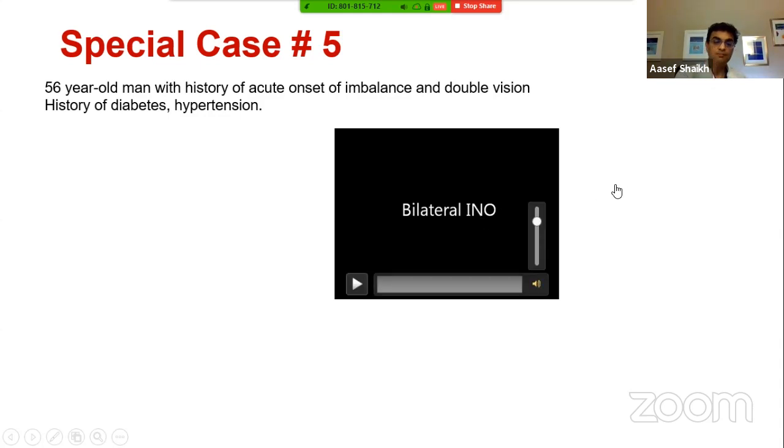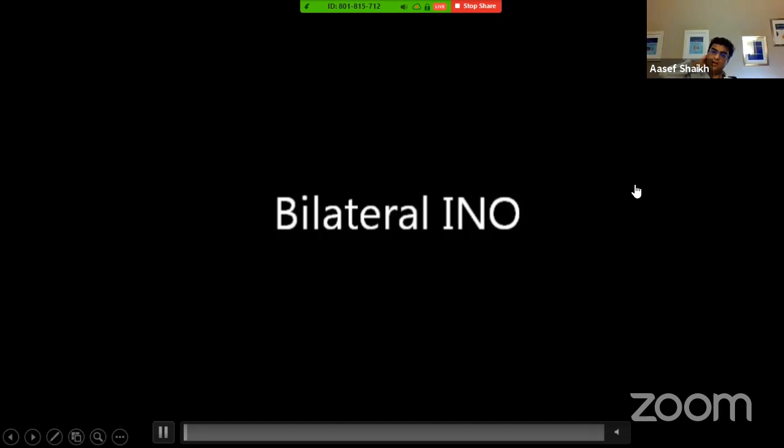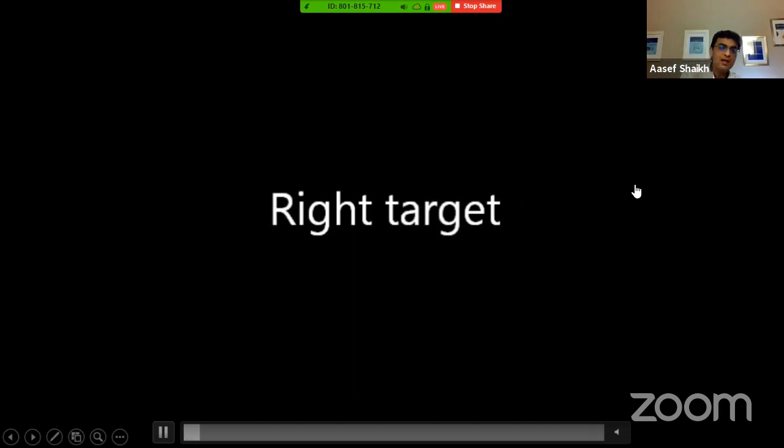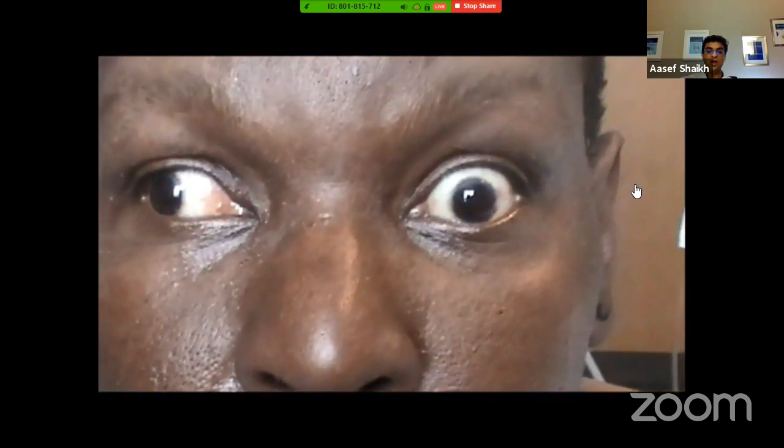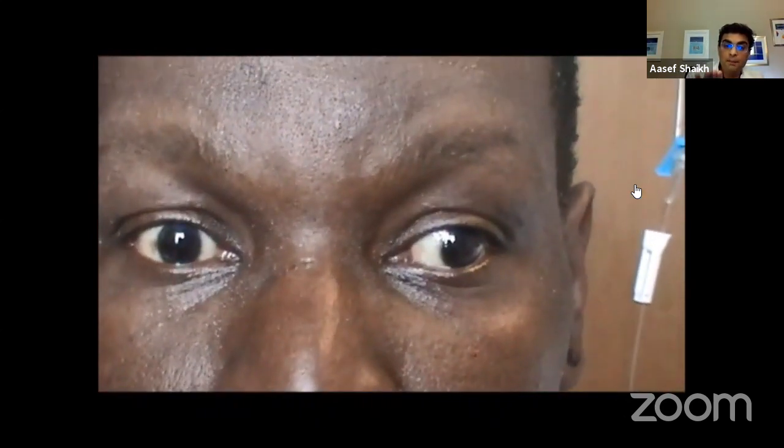And what you will see, this patient is asked to look at the right side. As he looks at the right side, his right eye is moving, but his left eye is not. Right? And at the same time, he also has subtle upbeat nystagmus. Now, if you look at the left target, his left eye is moving, but his right eye is not moving to the left. So he has wall-eyed bilateral INO with some upbeat nystagmus. As you can look at his lid, he has a very subtle upbeat there.